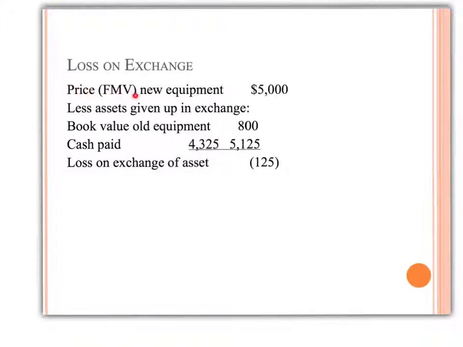Let's take a look mathematically on the loss for the exchange. We have our price at fair market value of the new equipment, $5,000. What are we giving up? Less what we're giving up. Our book value on the old equipment, $800. The cash we're paying out, $4,325. If you add the $800 and the $4,325, you have $5,125. That is the amount of value we're giving up in the exchange. Our new equipment has a value of $5,000. Therefore, there is a loss on the exchange of asset in this case of $125.